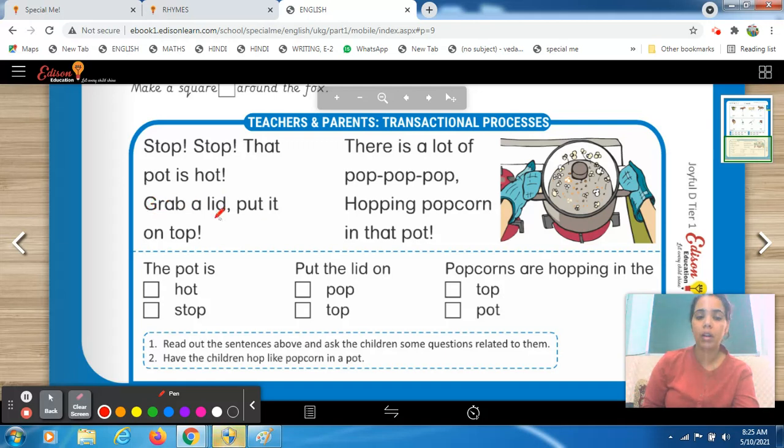Grab a lid. Grab a lid means you have to grab that lid.